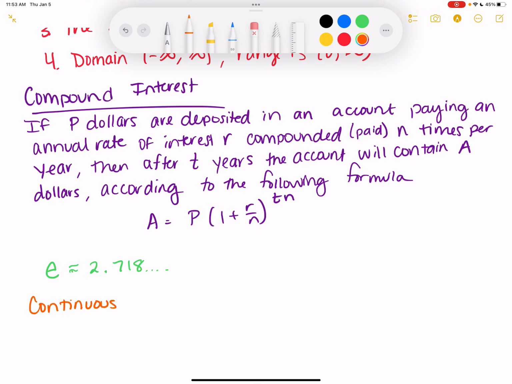All right, continuous compounding. Also, just as a side note, use E on your calculator. Don't use this value.